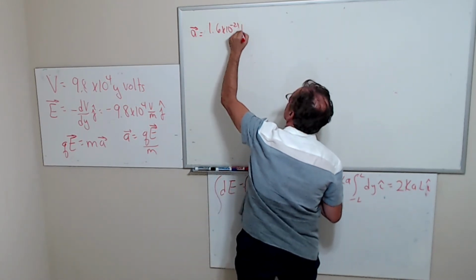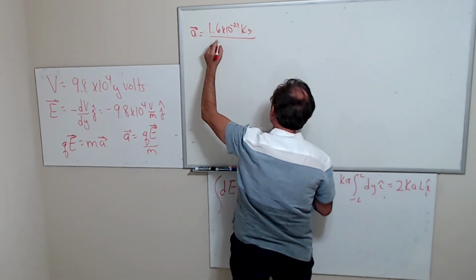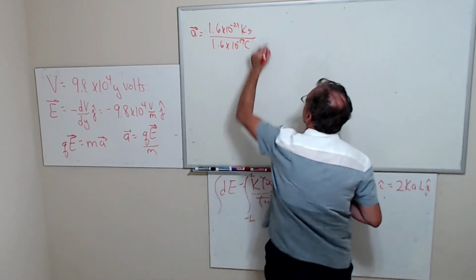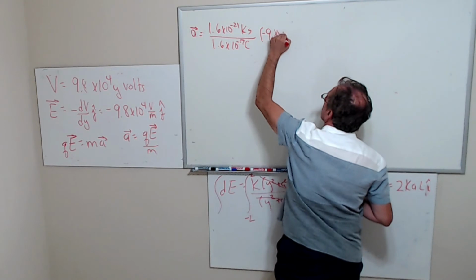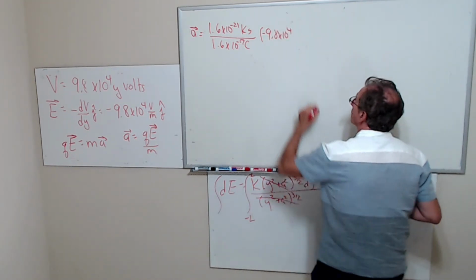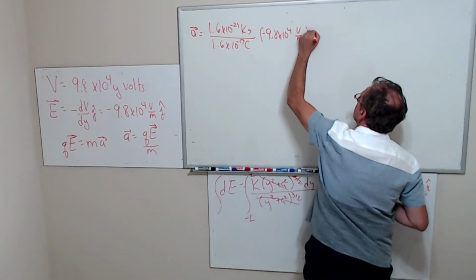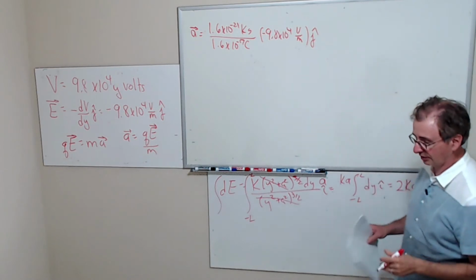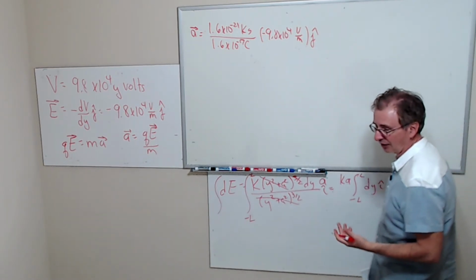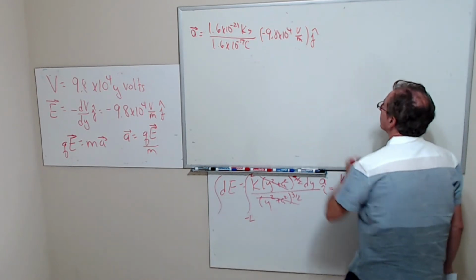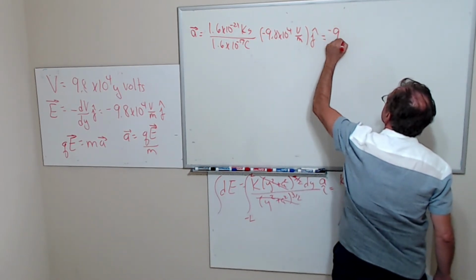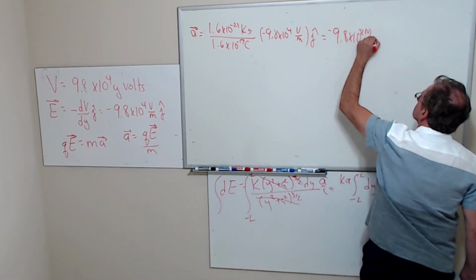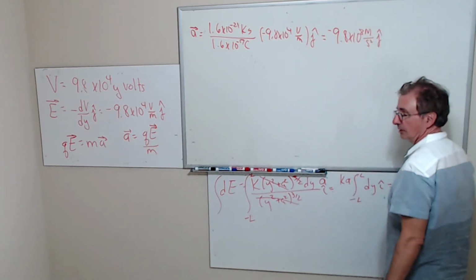1.6 times 10 to the minus 21 kilograms, 1.6 times 10 to the minus 17 coulombs. And then minus 9.8 times 10 to the 4th volts per meter in the j direction. And in fact, I made such a bad mistake that when you calculate the velocity, you really get an unphysical result. I'm breaking the laws of physics, and I didn't catch that. So this comes out to be minus 9.80 times 10 to the 8th meters per second squared in the j hat direction.